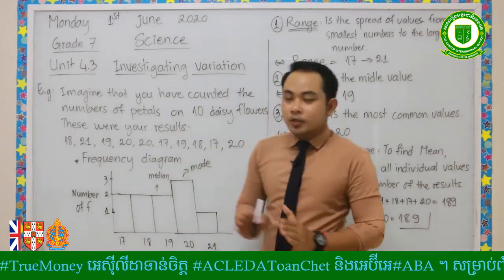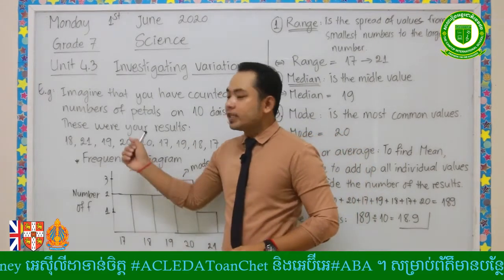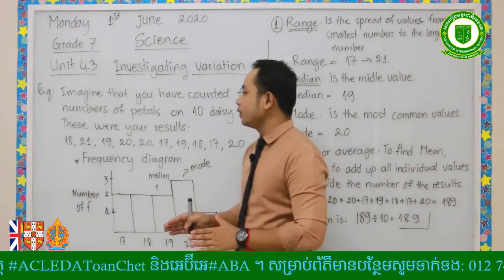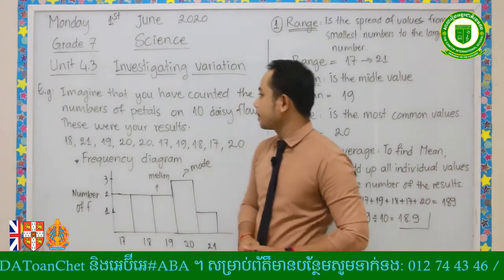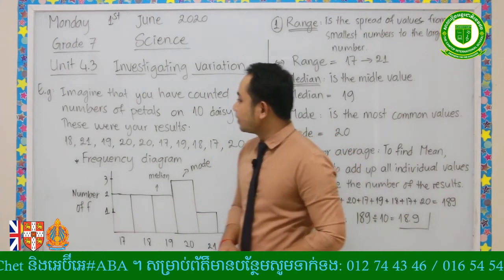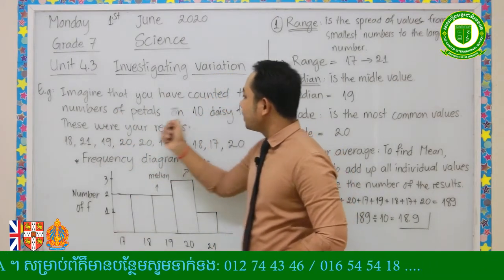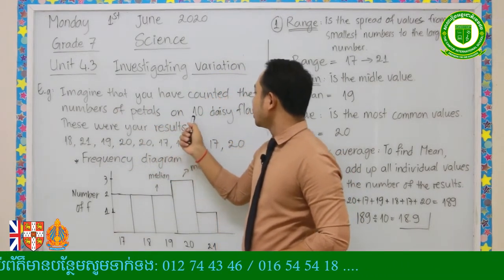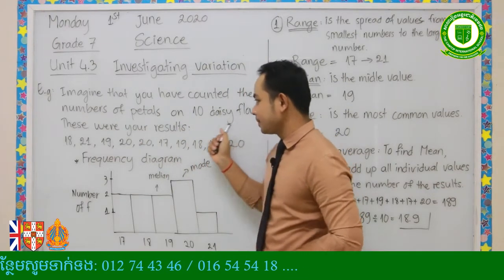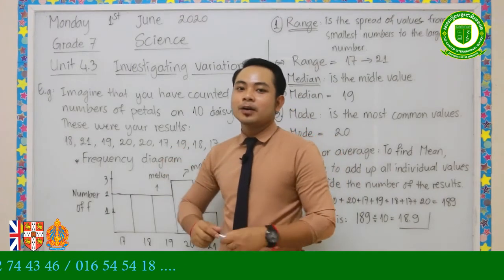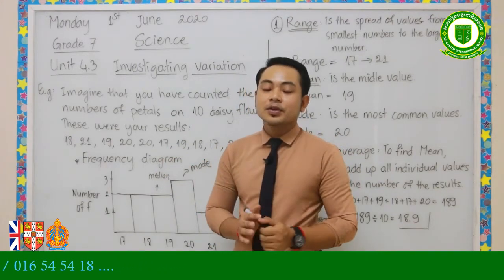Going to the first part of our lesson, read this word problem first, then you will be able to understand what we are going to do next. The example right here: imagine that you have counted the numbers of petals on 10 daisy flowers. So now you have 10 daisy flowers and you are going to count the petals.